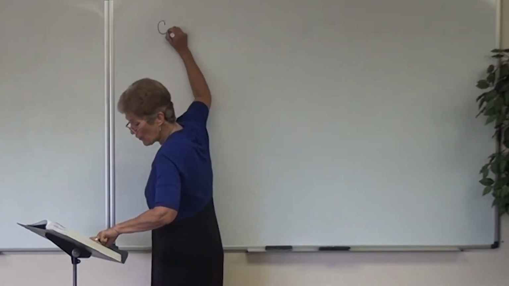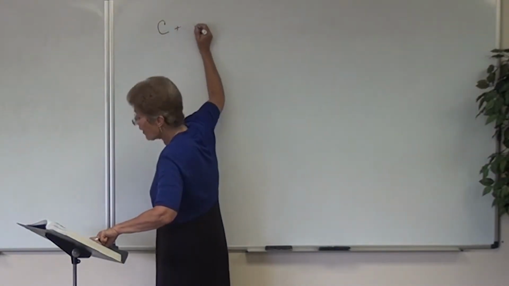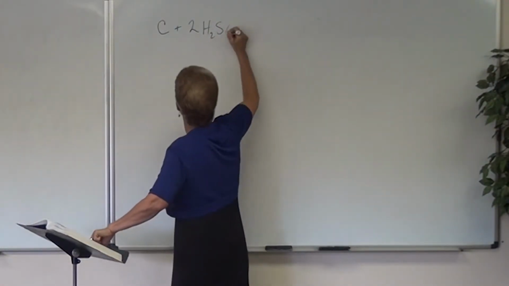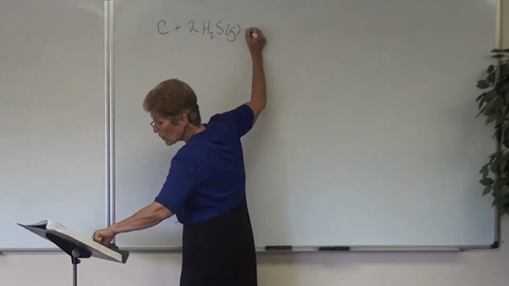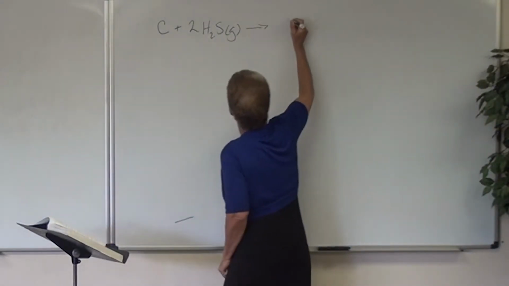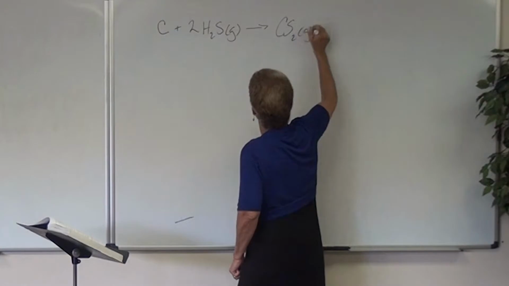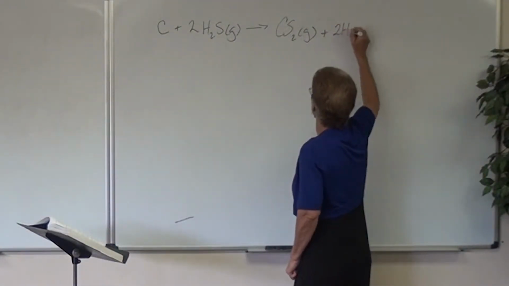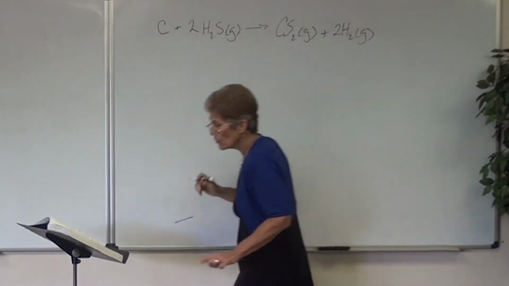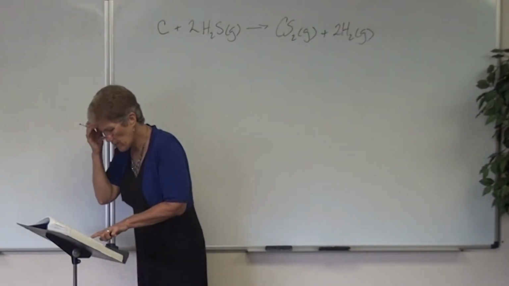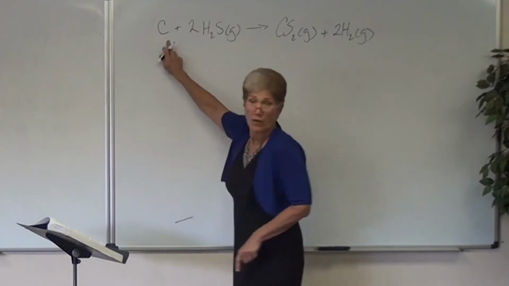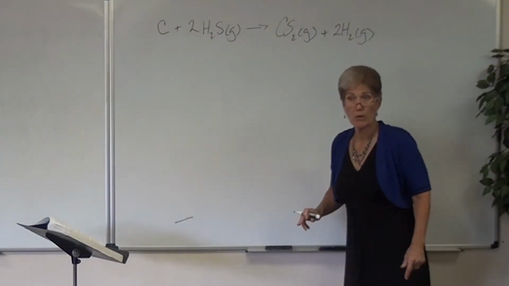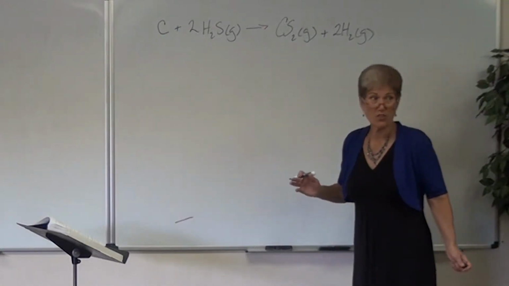So we have C, which is graphite, plus 2H2S gas yields CS2 gas plus 2H2 gas. Okay, I want you to notice something here. That's in its elemental form. That's in its elemental form, right? This is really not hard.